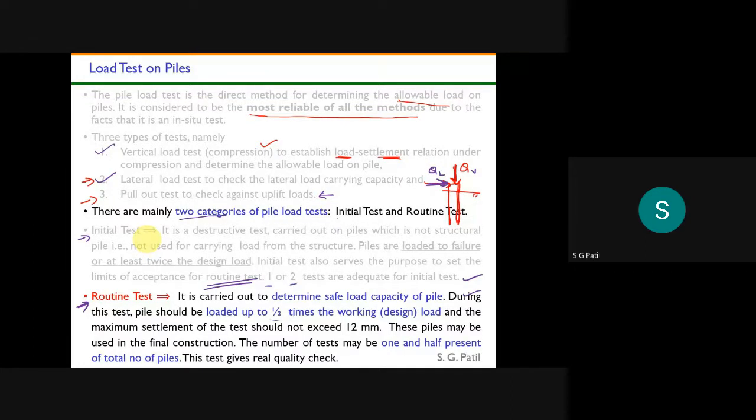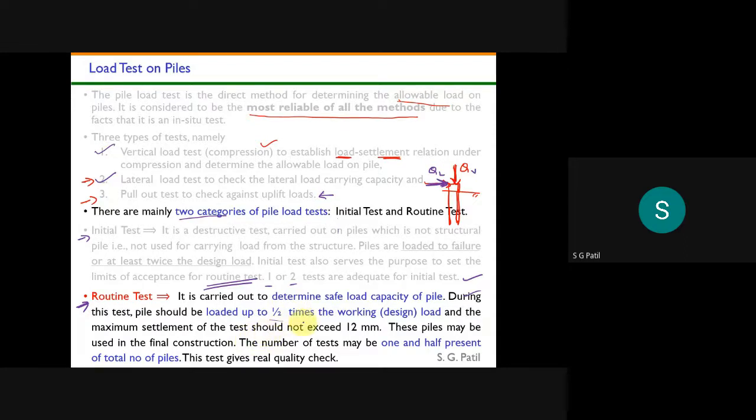Once you do the initial test, it will tell you broadly what quality control you have achieved. Based on that, you can decide how many piles should be tested under the routine test category. In the routine test you will apply only 50% of the load.